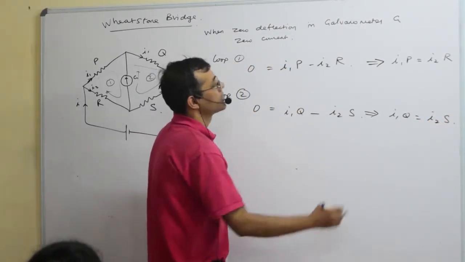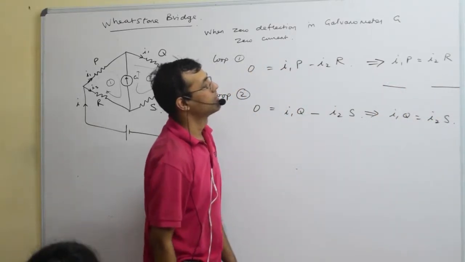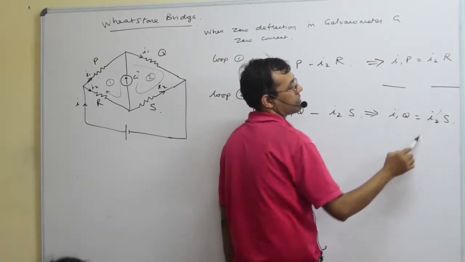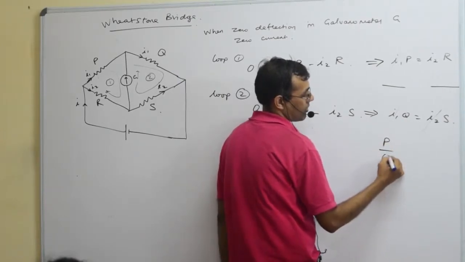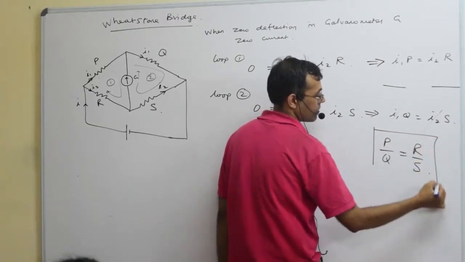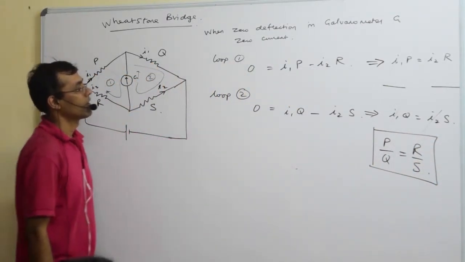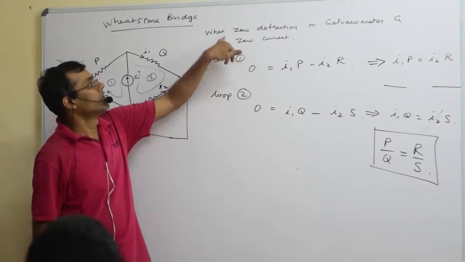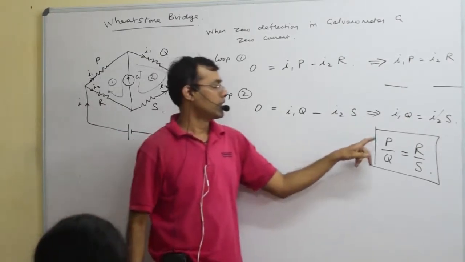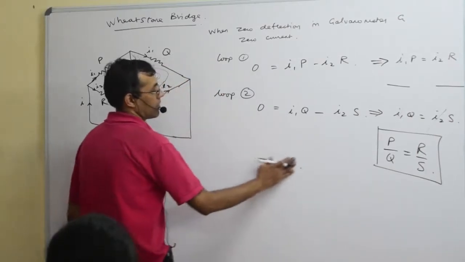If I divide equation 1 by equation 2, what do you think will happen? I1 cancels, I2 cancels, so what do you get? P by Q is equal to R by S. So it's a very important formula. We'll be using it in all the Wheatstone problems. So what is the condition? The given condition is there is no current in this bridge. If this is the case, then this by this is equal to this by this. Okay, so make a note.